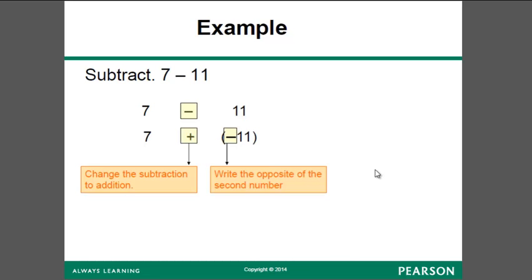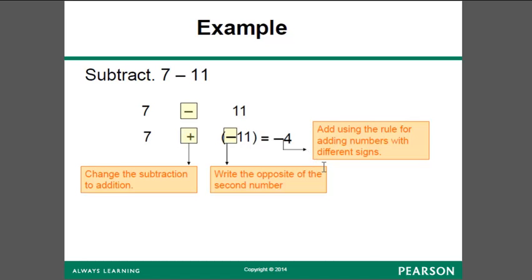Now then, you're used to seeing it this way from the previous video. 7 plus a negative 11. Which one is larger, 7 or 11? Well, the 11 is. So my final answer will be negative. And the difference between 7 and 11 is 4. So I get negative 4. Let's try a couple more of these.